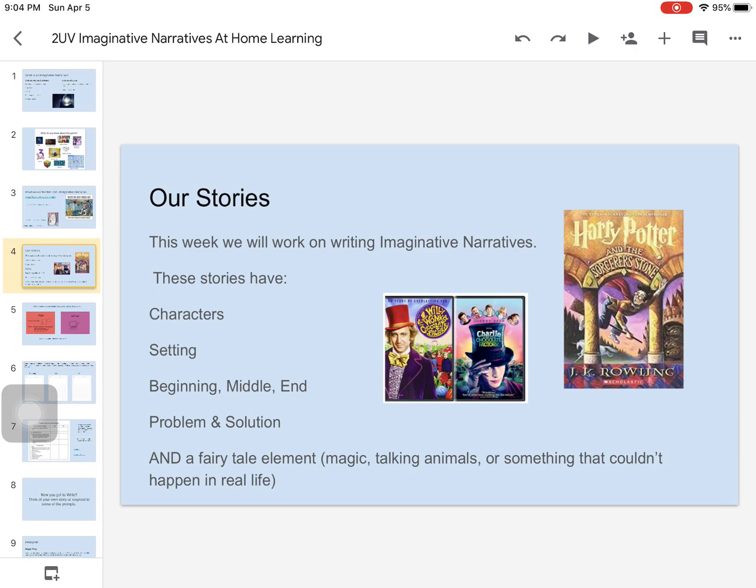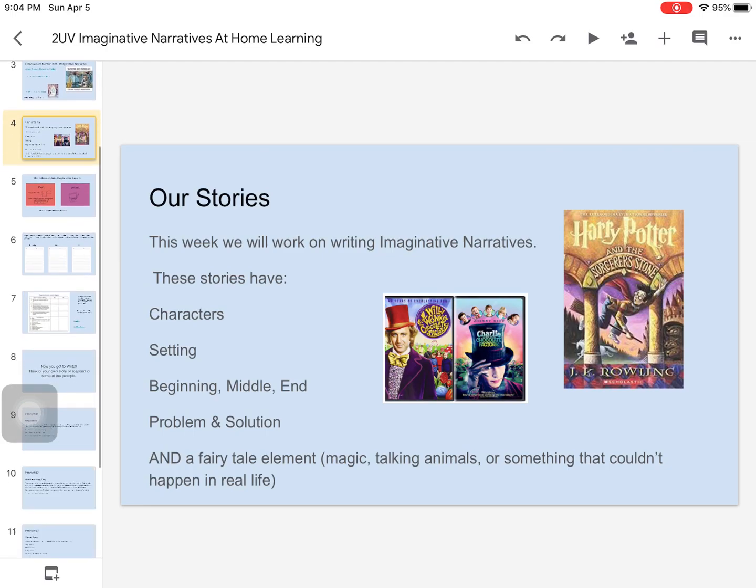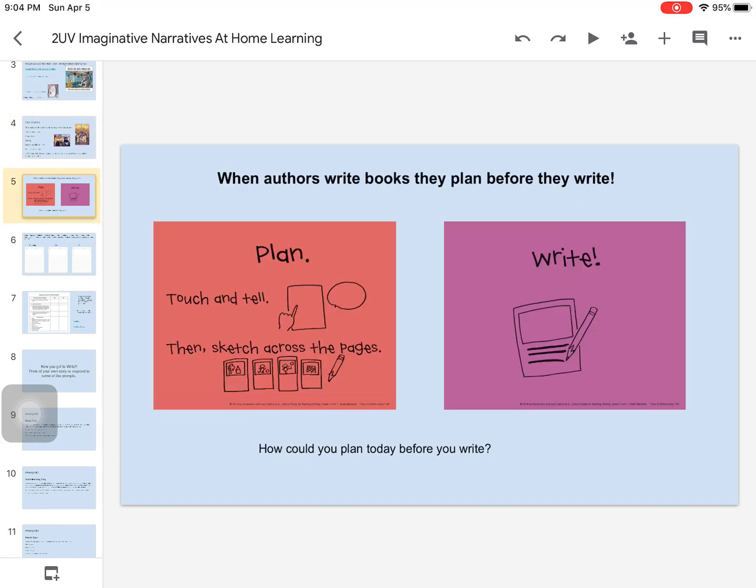So this week we are working on the imaginative narratives. Your stories should have a character, a setting, a beginning, middle, and end, a problem and a solution, and a fairy tale element. So maybe your story has magic, or maybe it has talking animals, or something that couldn't happen in real life. Here's some examples. Harry Potter, Willy Wonka are all imaginative narratives.